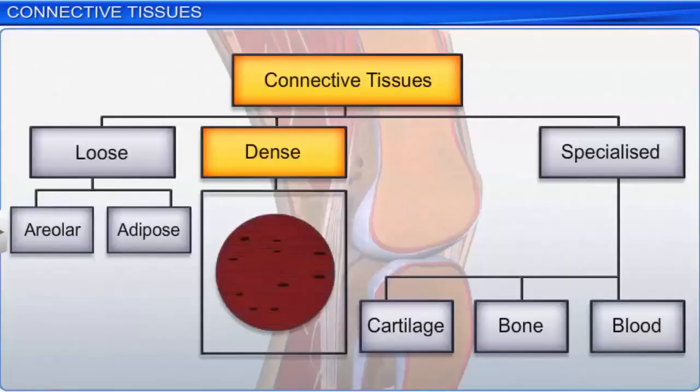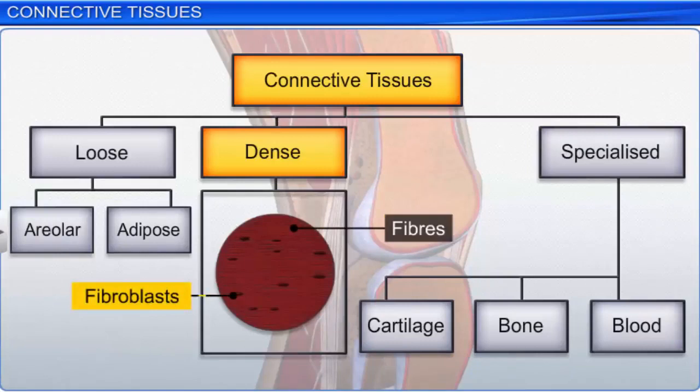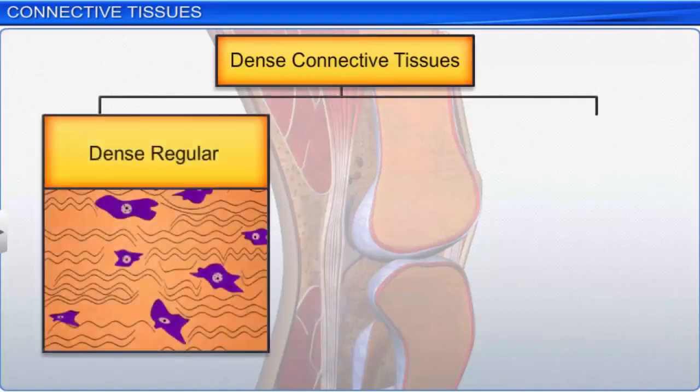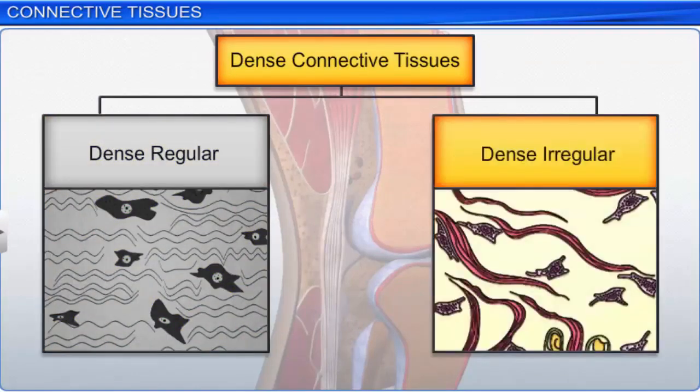In dense connective tissue, the fibers and fibroblasts are compactly arranged. This tissue is further divided into dense regular and dense irregular tissues depending on the orientation of the fibers.